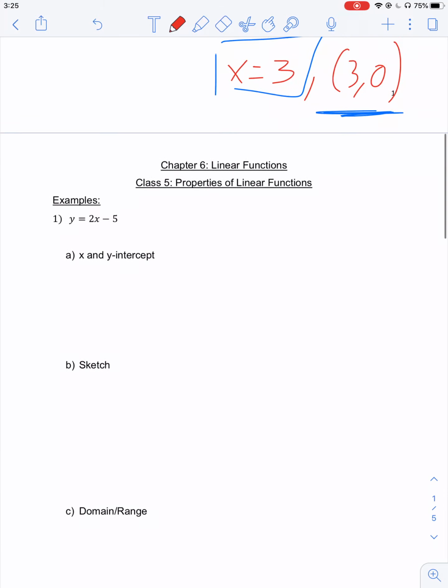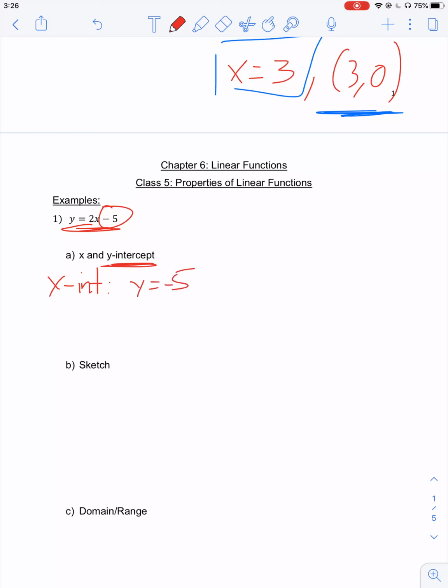Question A is asking you to find the x and y intercept. The y-intercept is really easy when you have this form. When you have the form y is equal to mx plus b, then this just becomes your y-intercept, so we don't have to do any calculation. So the y-intercept is just y is equal to minus 5.